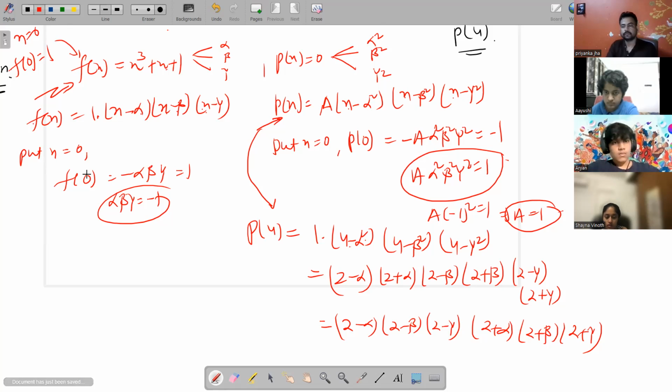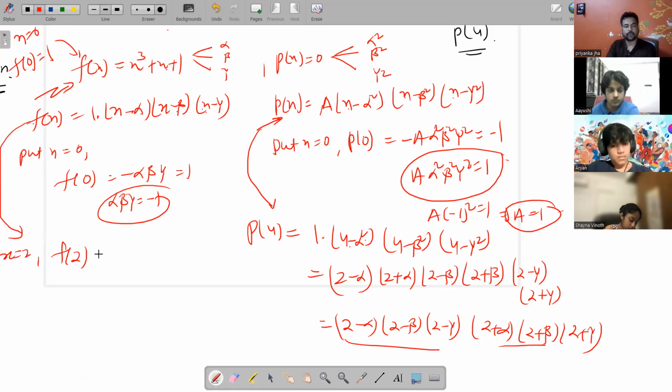I didn't understand how you took it. This is a square minus b square, 2 square minus alpha square. Oh. Now I'll find the value of this and then put it here. I'll take help from here. If I put x equal to 2 here, we'll get f(2) equal to 2 minus alpha, 2 minus beta, and 2 minus gamma. This is exactly what we need here. So how do you find f(2)? f(x) is given, so put x equal to 2. That is 8 plus 2, 10 plus 1, 11. That is equal to 11.